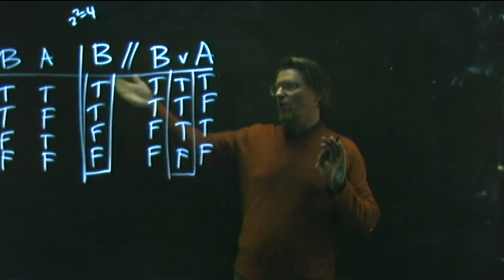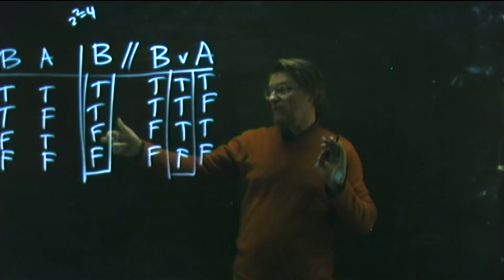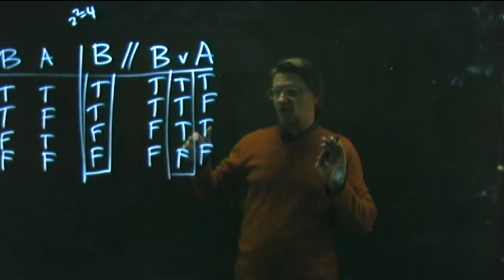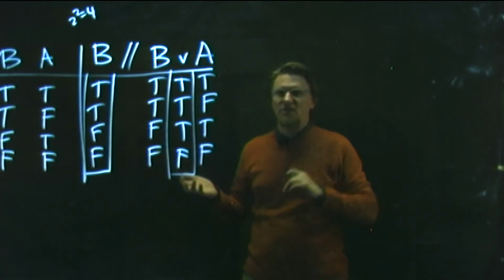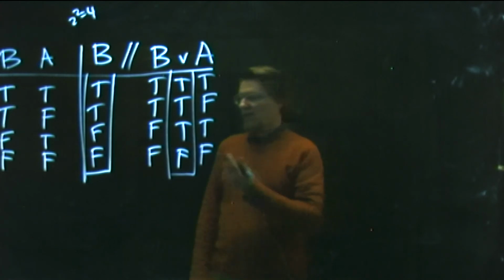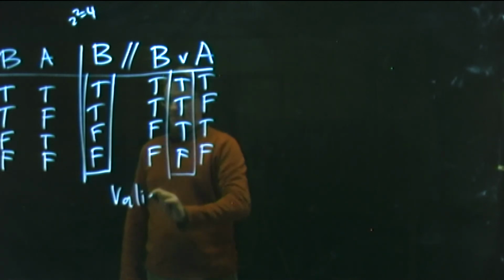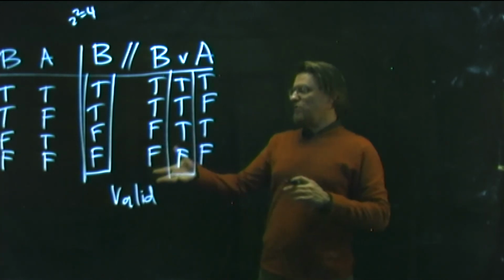Now we look for all true premises and a false conclusion. In the first row? No. All true premises? Nope. In the third row, there's not even a true premise, so we don't need to bother looking at the conclusion. The same thing applies to the fourth row. So obviously here, there is no row where we get all true premises and a false conclusion. And so we can declare this a valid argument.